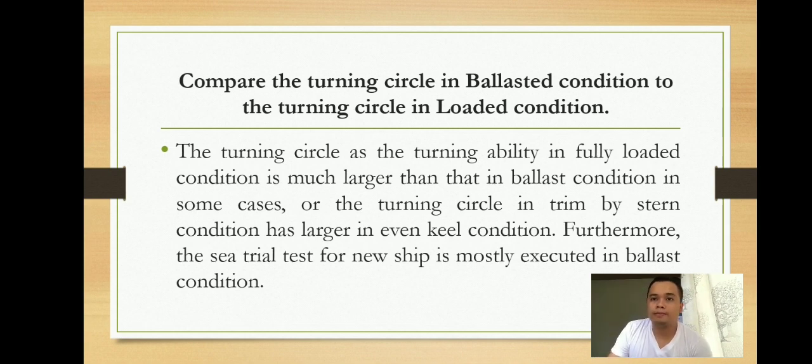So, the turning circle of a fully loaded condition is much larger than that in a ballast condition. In some cases, the turning circle in a trim by stern condition is larger than in an even keel condition. Furthermore, the sea trial test for a new ship is mostly executed in a ballast condition.